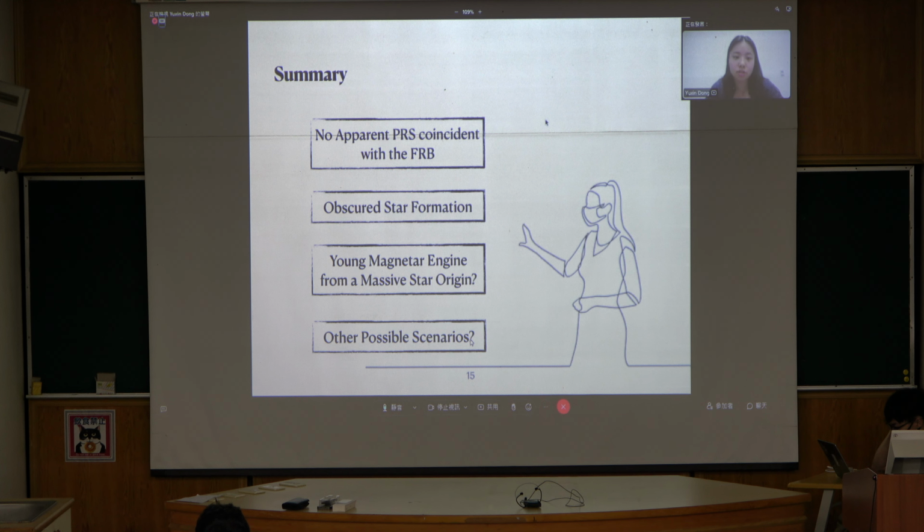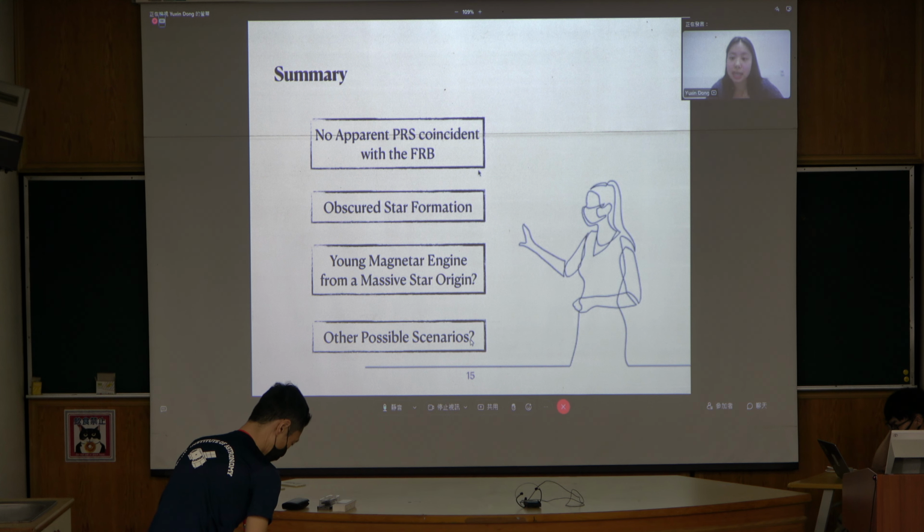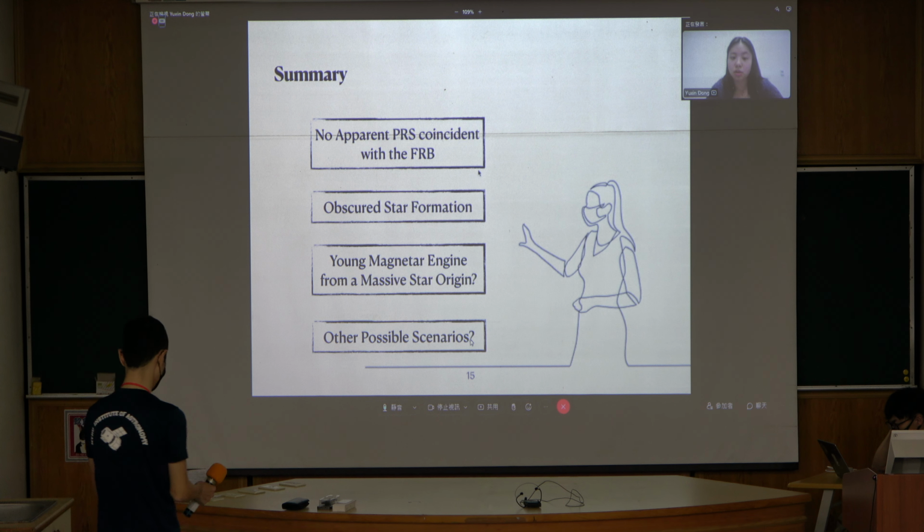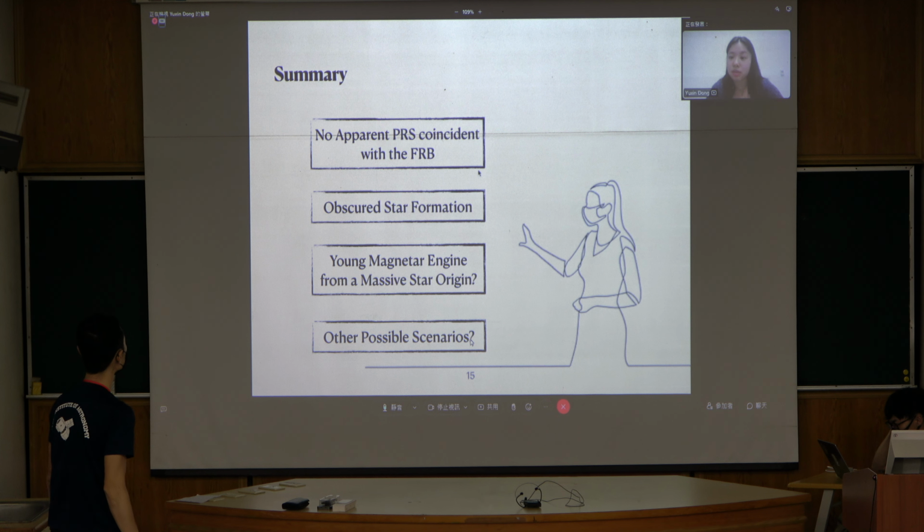So with that, I'll just summarize that we don't really see any apparent PRS based on our observation at the sensitivity we're probing, and there could be some obscured star formation within the host, which could lead to implications for the progenitor system of this FRB. And with that, I'm open to any questions.